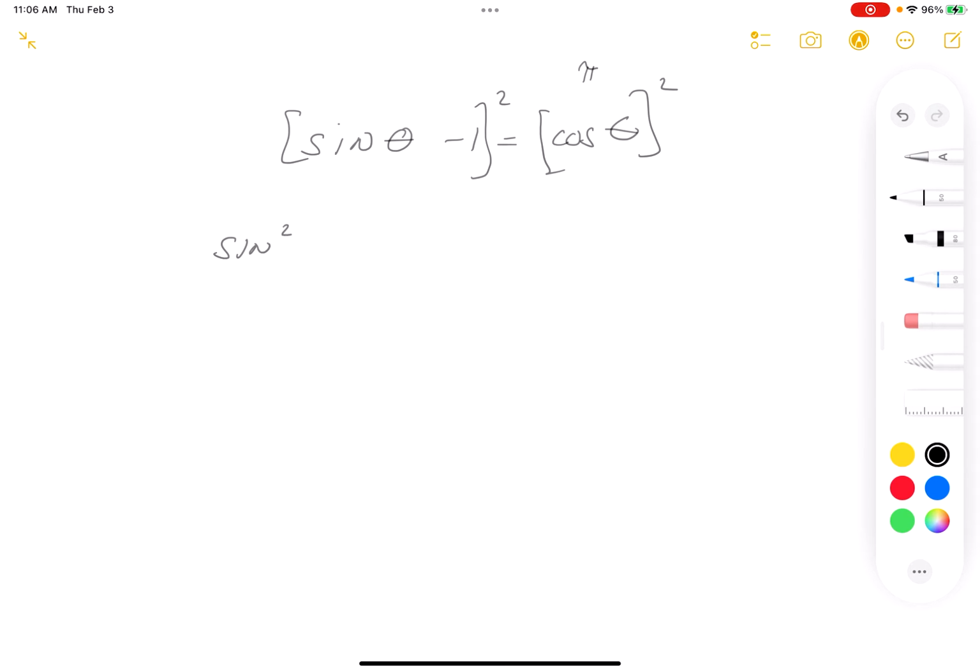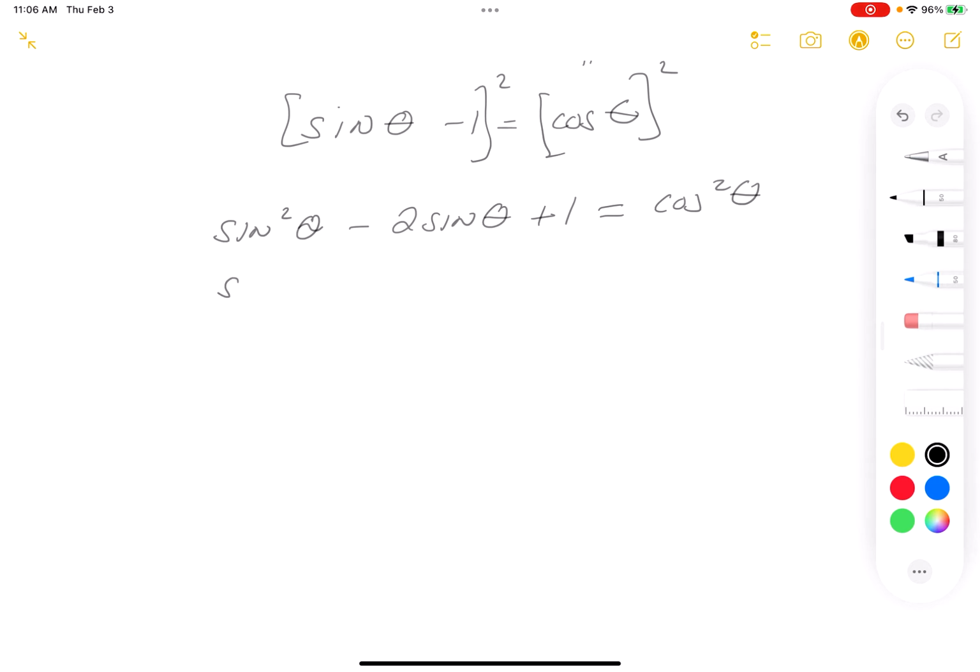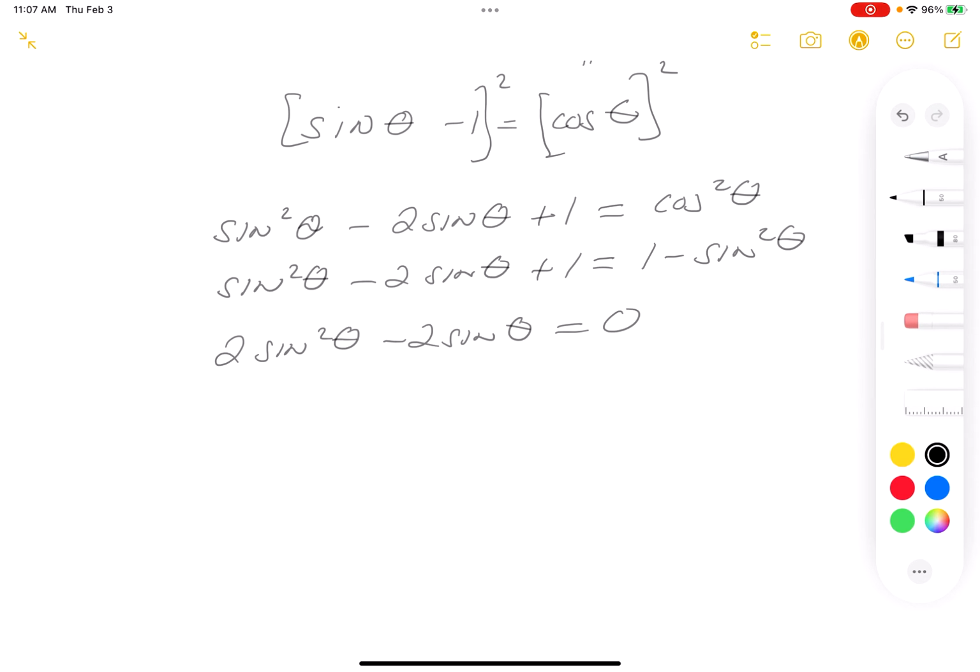So what do you get? Sine squared theta minus 2 sine theta plus 1 equals cosine squared theta. Now, I realize some say you made it worse. Maybe. Sine squared theta minus 2 sine theta plus 1, and cosine squared theta is actually 1 minus sine squared theta. Well, what do you notice about this? It looks pretty easy to do. I'm going to add sine squared to both sides. I get 2 sine squared theta minus 2 sine theta, and if I subtract 1 from both sides, I just get 0.